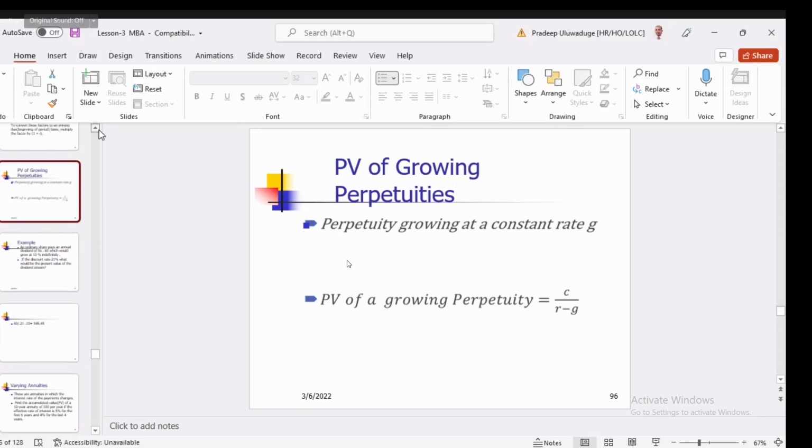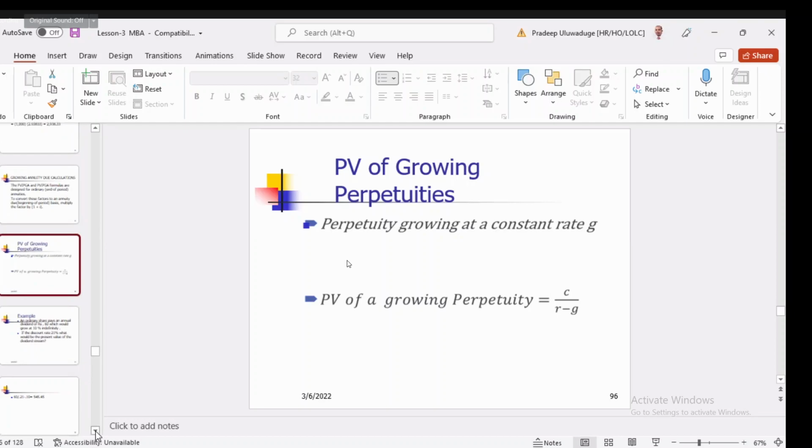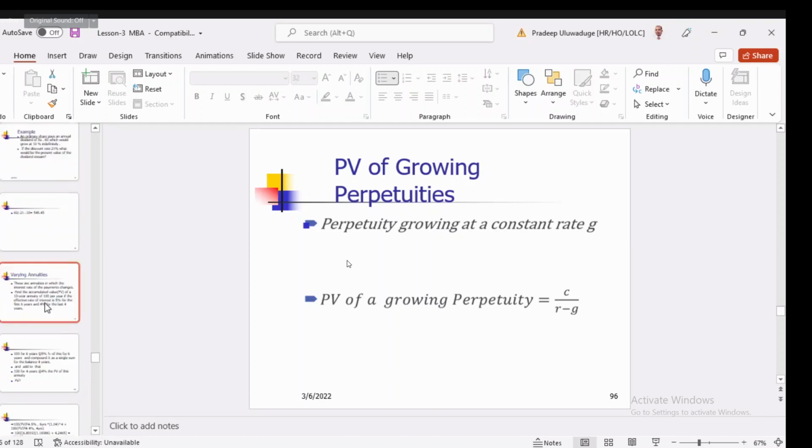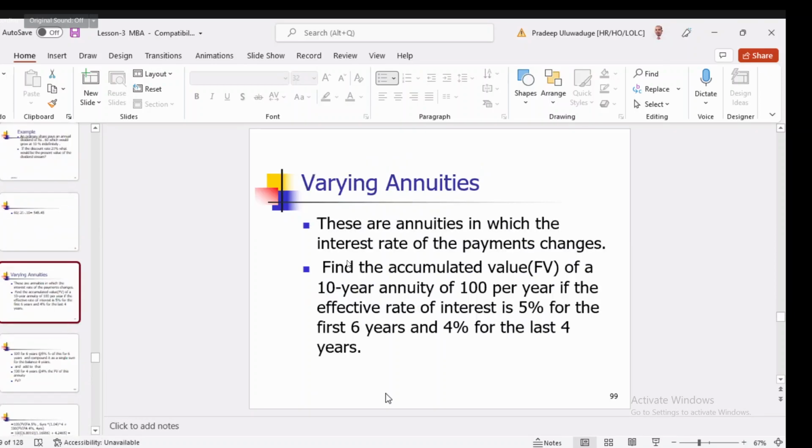Yes. I think then we have to talk about varying annuities. But before that we'll break for 40 minutes and let's meet up at 10:30 and finish this today. Right?